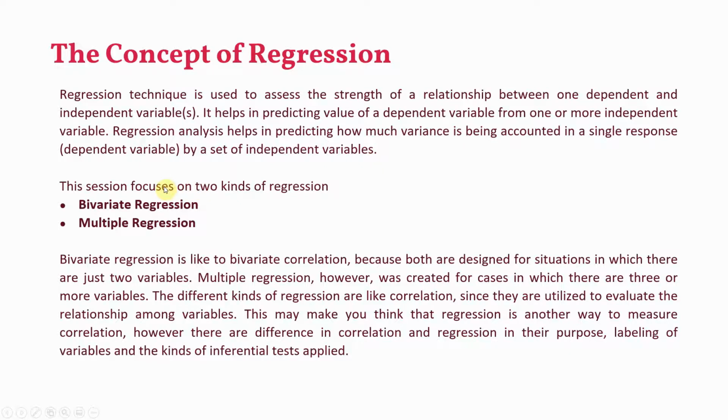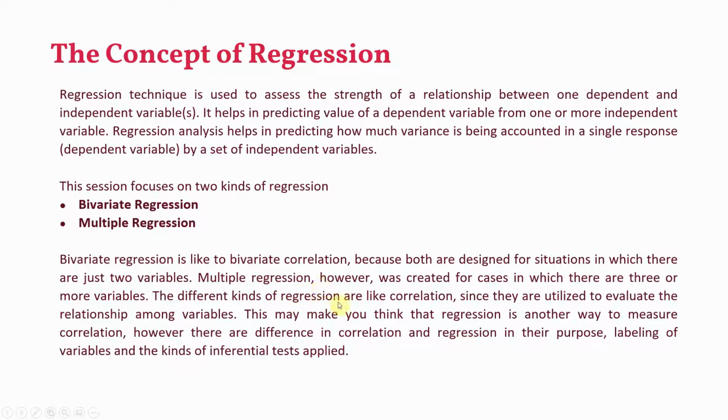The present session will look into two kinds of regression: bivariate regression and multiple regression. Bivariate regression is just like bivariate correlation because both are designed for situations in which there are just two variables. Multiple regression, on the other hand, is when you've got more than two variables, in situations where there is one dependent and more than one independent variable.